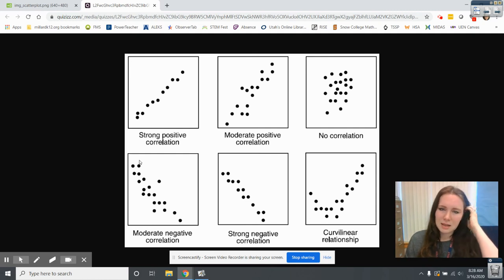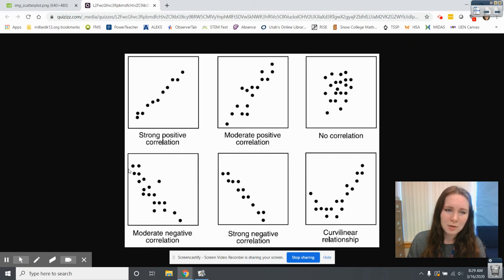Then there are things like these down below where it's a negative correlation. As one thing increases, the other thing decreases. So an example of that could be the amount of time you spend shopping, right? The amount of time you spend shopping could be your X value. You spent 5 hours shopping. Whew, wow, that's a lot of time. And then your Y value could be how much money you have. The more time you spend shopping, the less money you have, right?